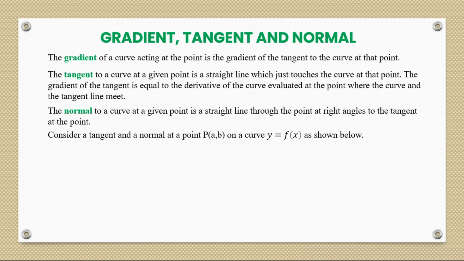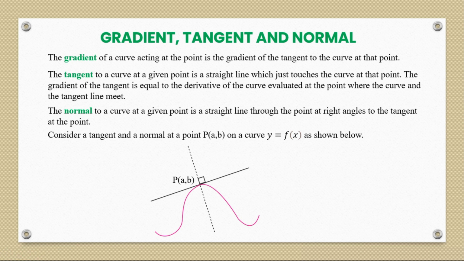Now consider a tangent and a normal at a point P(a, b) on a curve y = f(x) as shown below. Here you can see the curve is drawn in pink, and the line that is not dotted represents the tangent. It touches the curve at one point. The normal is the dotted one, a straight line through the point at right angles to the tangent. That's why you see 90 degrees here.